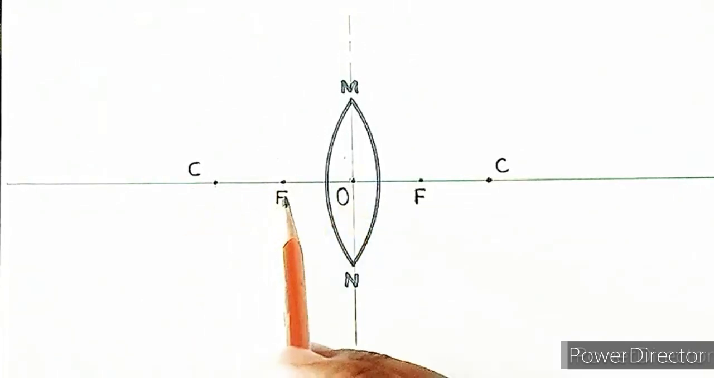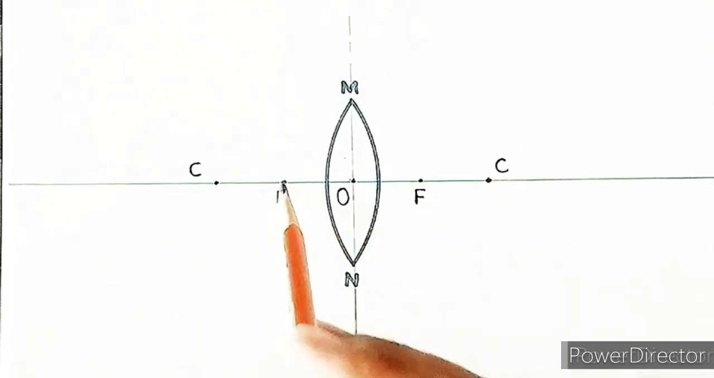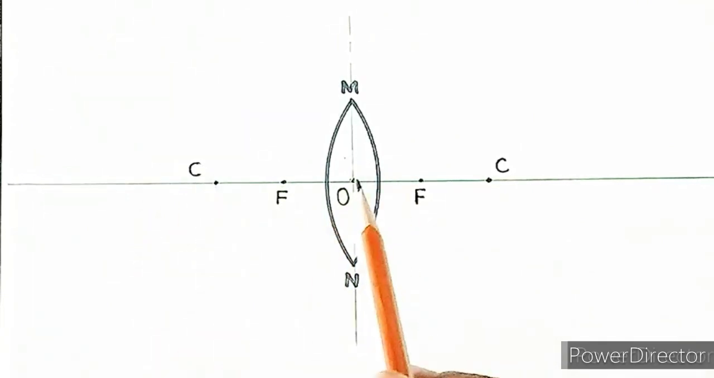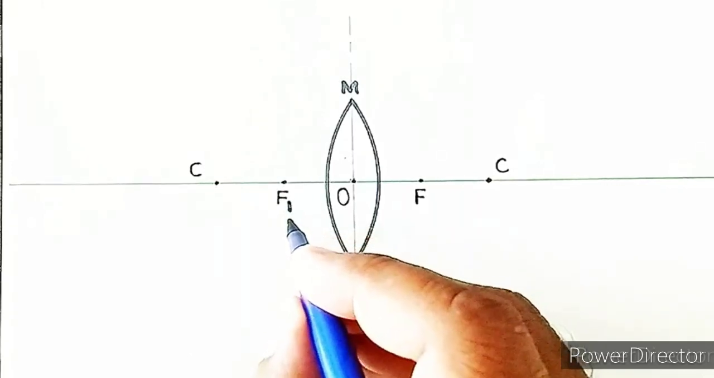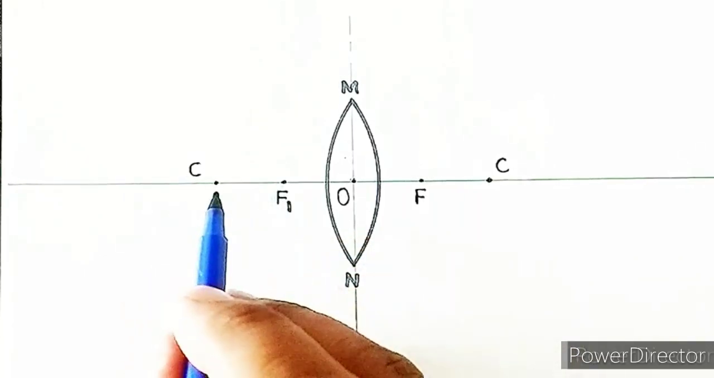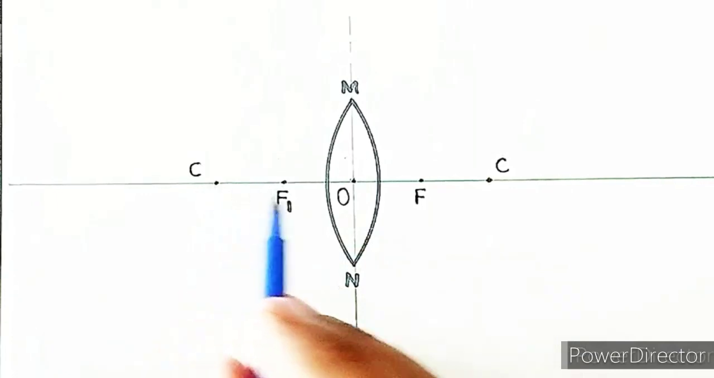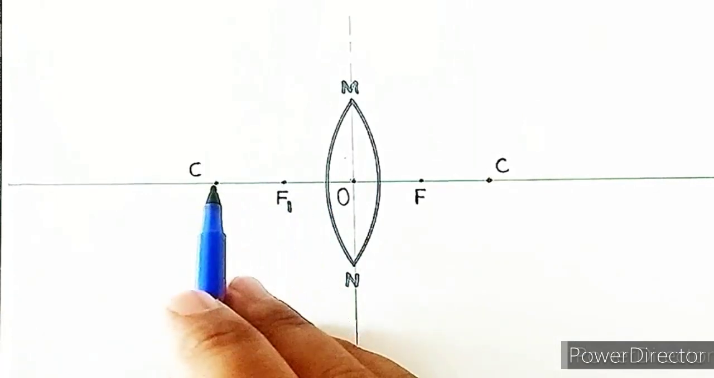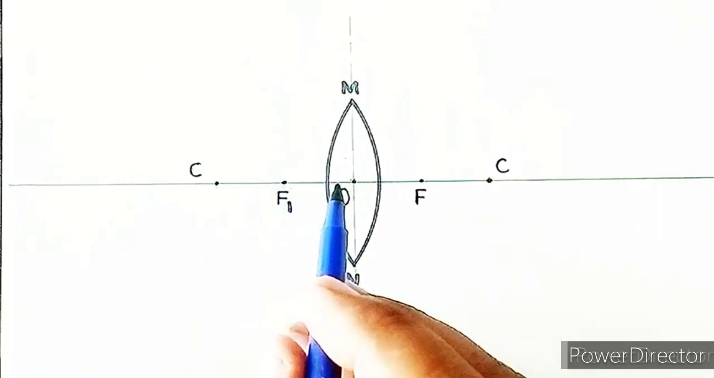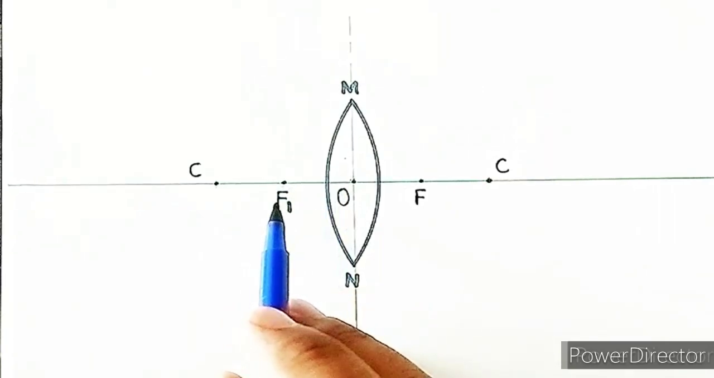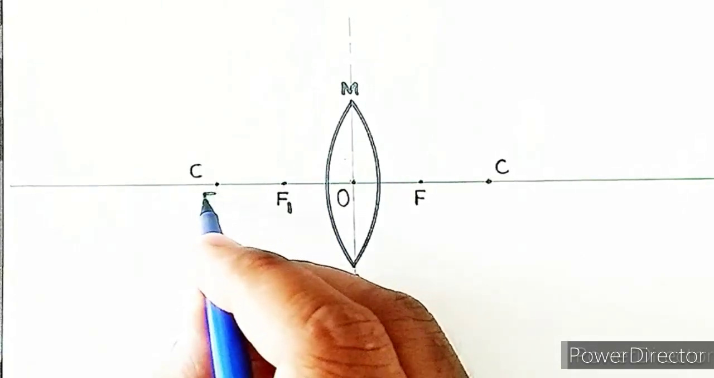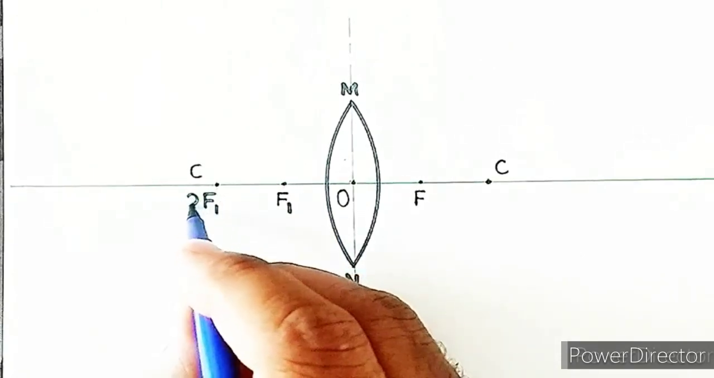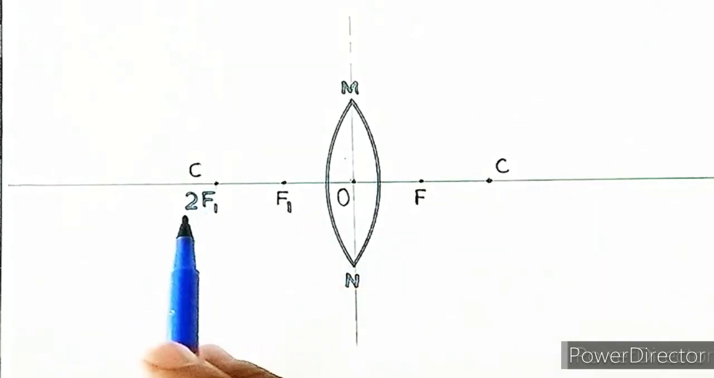Now we know that this is principal focus, and this is the center of curvature, and this is the optical center. Since this is on the same side of the lens, we mark it as f1, and we know that the radius of curvature is twice the focal length. R is equal to 2f. So instead of C, we will mark this as 2f1. Okay, this is f1 and this is 2f1.